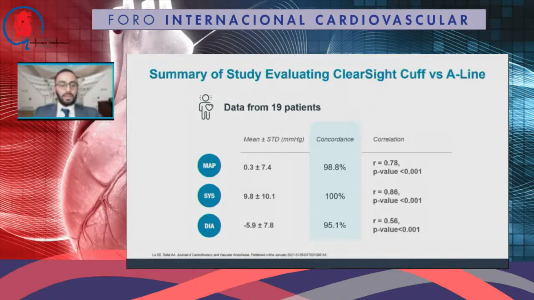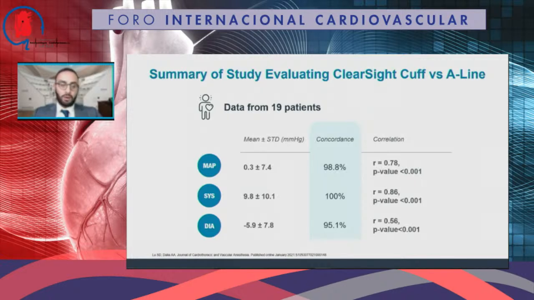So let's dive into the patients that we assessed. We ended up assessing 19 patients who were undergoing TAVR. Now, I'll have you remember that although these are 19 patients, each TAVR procedure lasts about 2.5 hours, and as you know, we have blood pressure measurements every 1 minute. And so we had thousands of blood pressures to compare.